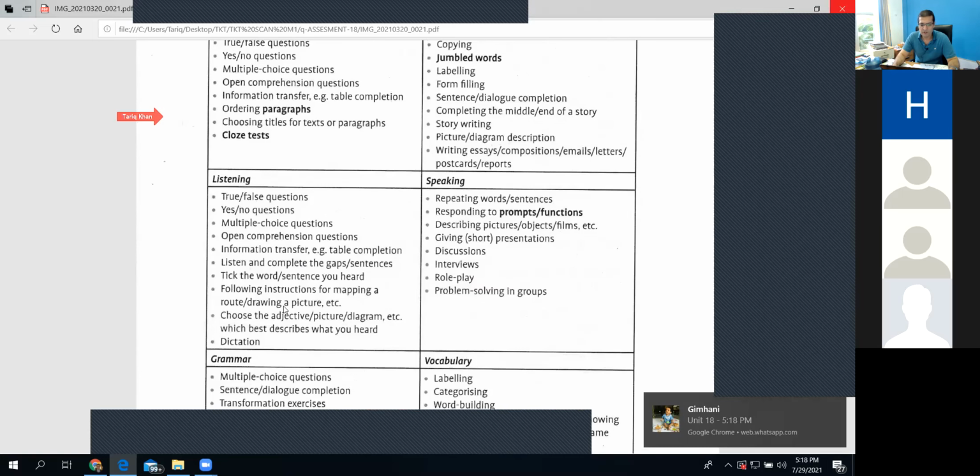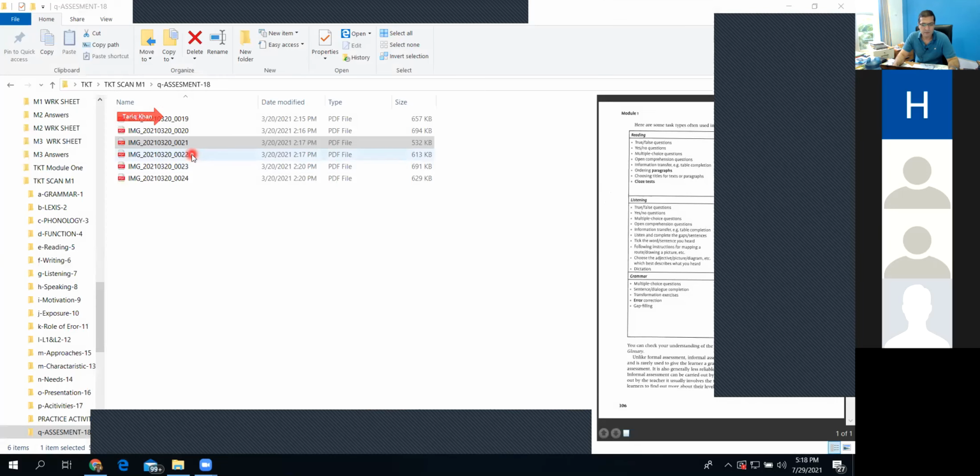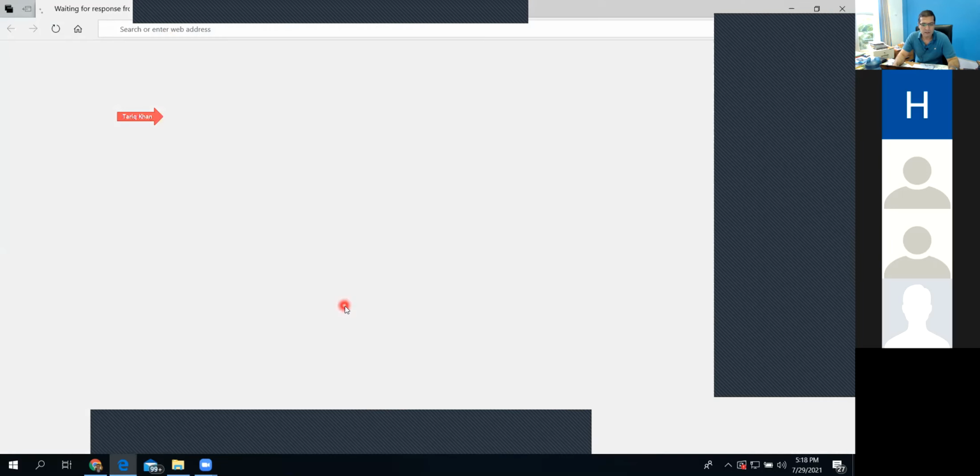So we were going to the next page, and let's see what's there.